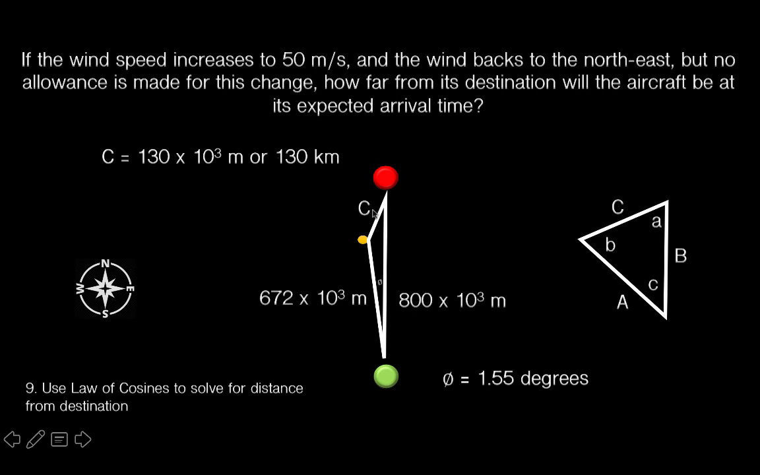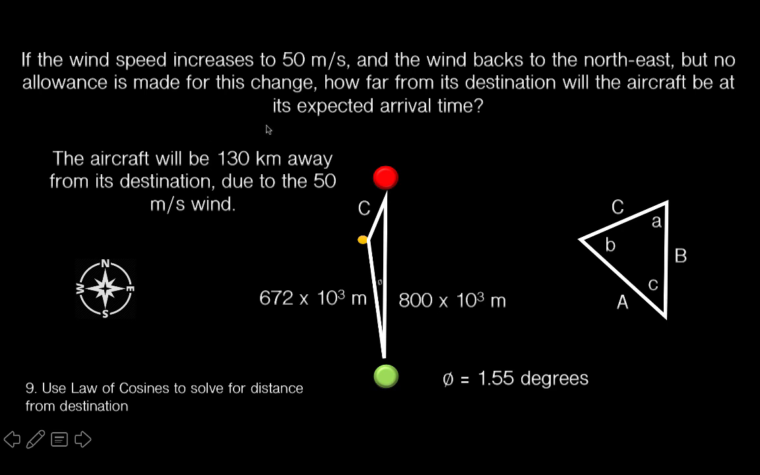So c, which is the distance the aircraft is from the destination, is 130 meters. Then to answer this question, the aircraft will be 130 kilometers. Sorry, I said 130 meters. So to answer this question, the aircraft will be 130 kilometers away from its destination due to the 50 meters per second wind.